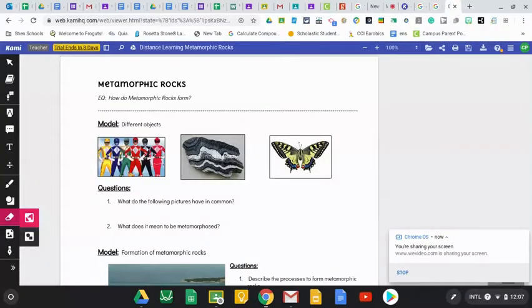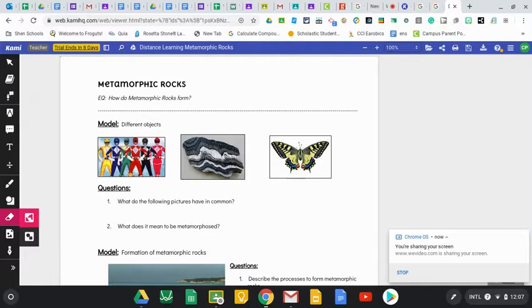All right, we are here with our last type of rocks, our metamorphic rocks. And I ask you, what do the following pictures have in common? I don't know if you've ever watched the Power Rangers when you were little, but you do know a butterfly, because every single elementary school does the butterfly. The caterpillar into the chrysalis and the caterpillar and the butterfly.